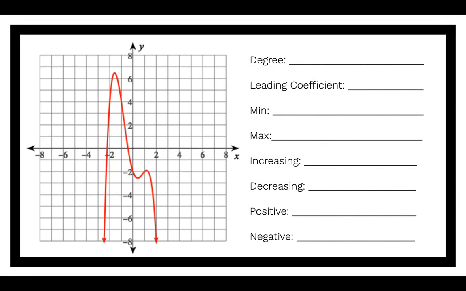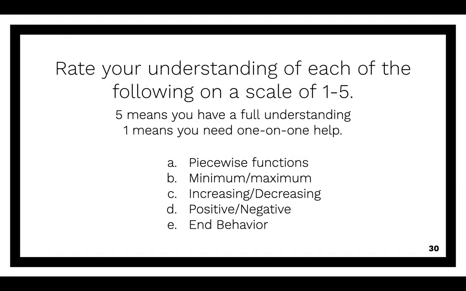Identify the following characteristics from this graph. Please rate your understanding of each of the following on a scale of 1 to 5. So 5 means you have a full understanding of that concept, and 1 means that you need some one-on-one help. So the first one is piecewise functions, minimum and maximum, increasing and decreasing, positive and negative, and end behavior.